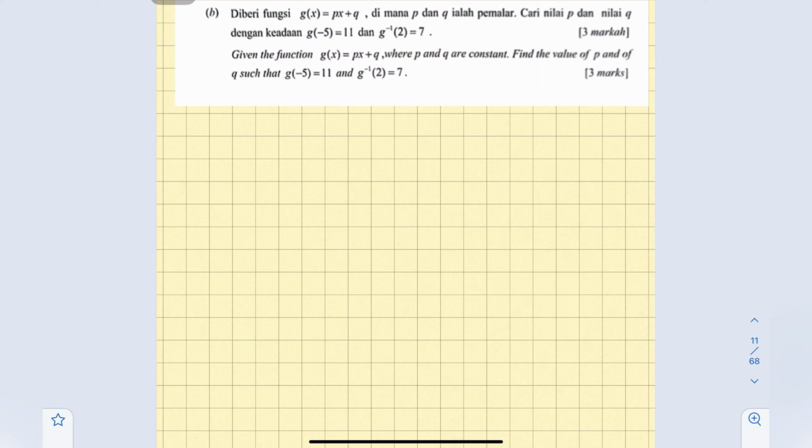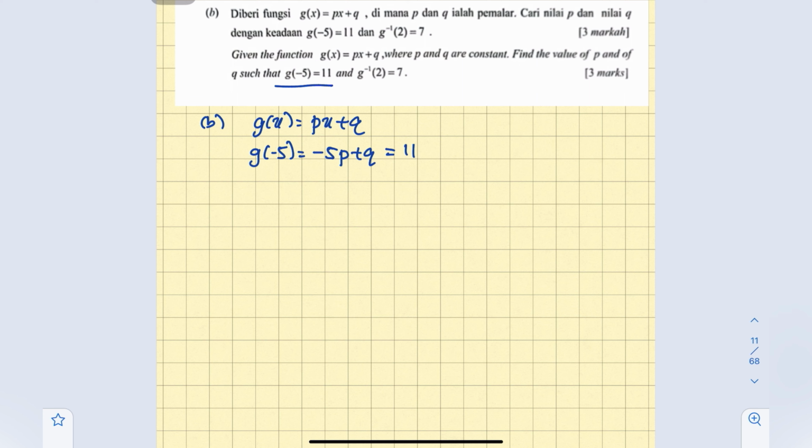B, given the function g(x) equals px plus q, where p and q are constants. Find the value of p and of q such that g(-5) equals 11 and g inverse of 2 equals 7. Okay, so from the question, we are going to find the value of p and q. We have two unknowns, meaning that maybe we can use simultaneous equations. So we need to create two equations. Start from given g(x) equals px plus q, we have the first info. So g(-5), which is negative 5p plus q equals 11, they give.